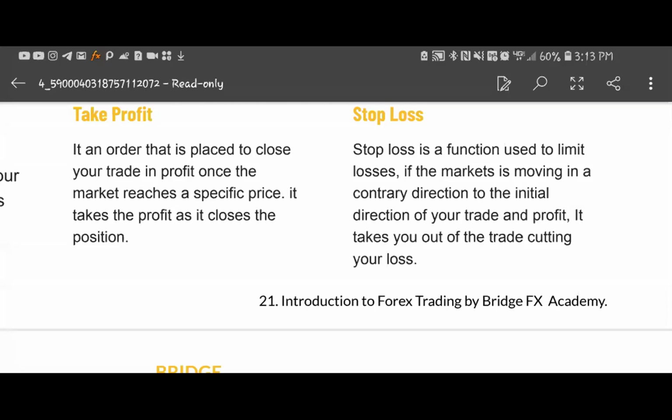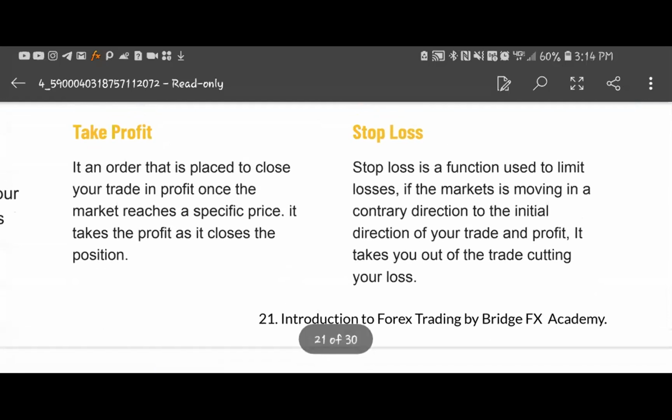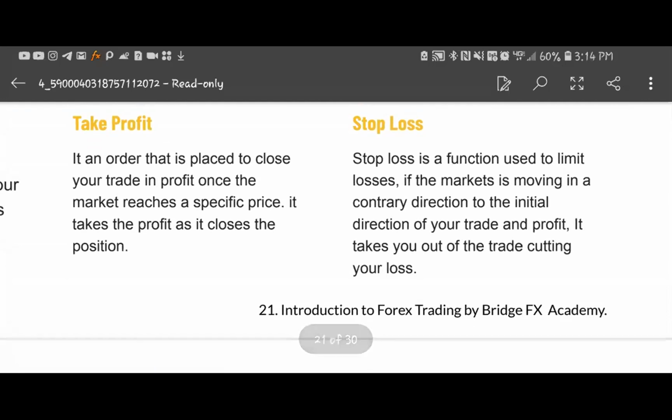So stop loss is more like risk management, right? You have to set a stop loss. You have to set a stop loss.